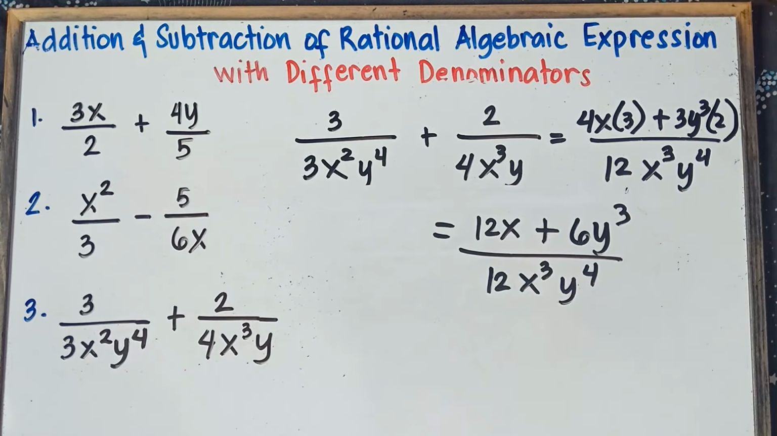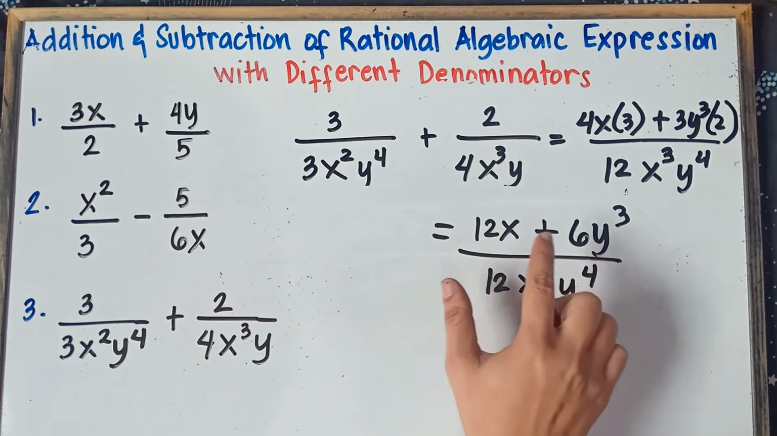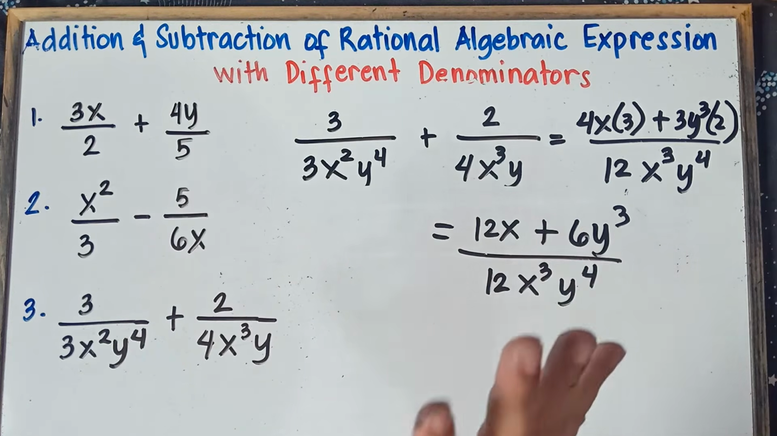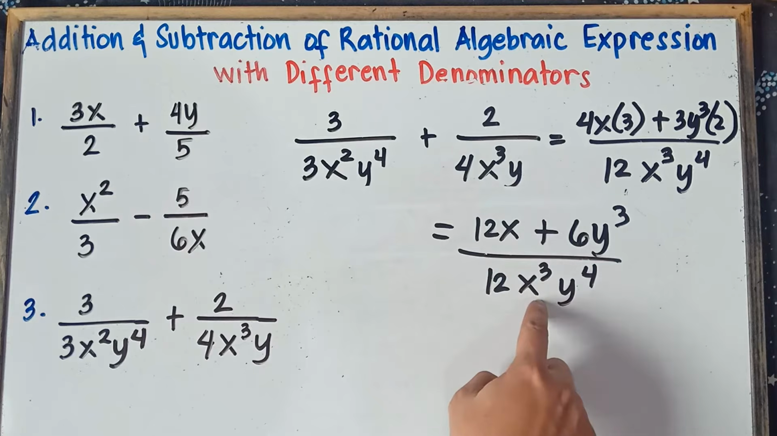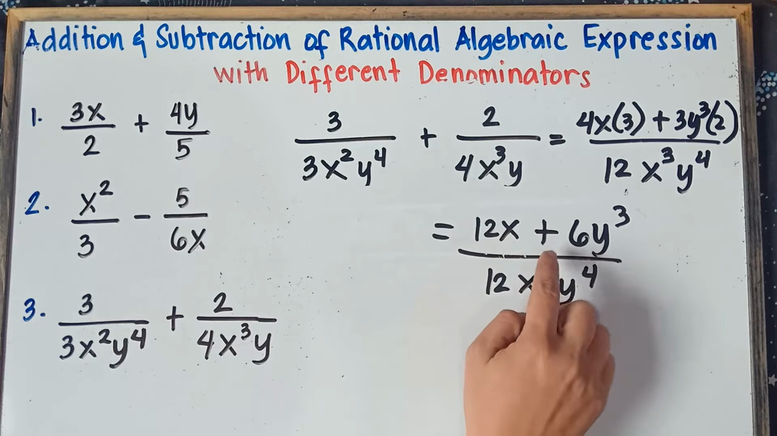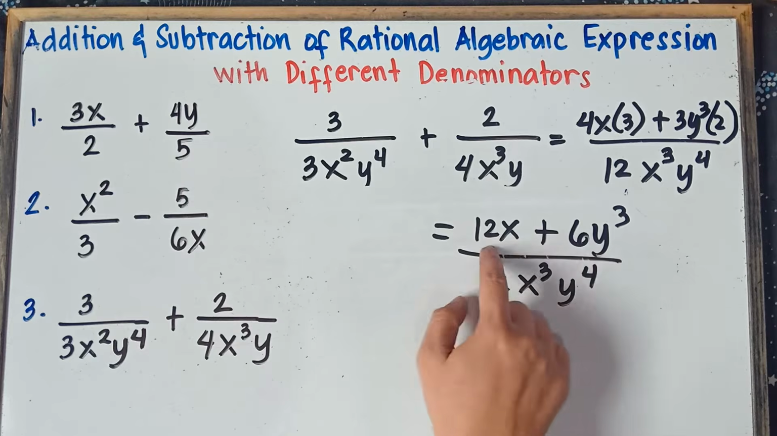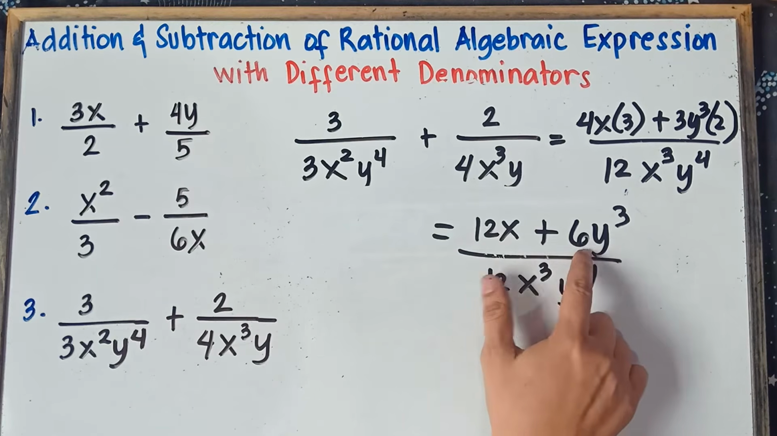Is this our final answer? Nope, this is not yet our final answer. Why is that, sir? Because we can factor out 12 and 6. Once again, class, we can factor out 12 and 6. Do not divide x and x cubed, class. Once again, class, never divide this one directly because you have this plus sign. So therefore, we can only factor out the numerator, 12 and then 6.